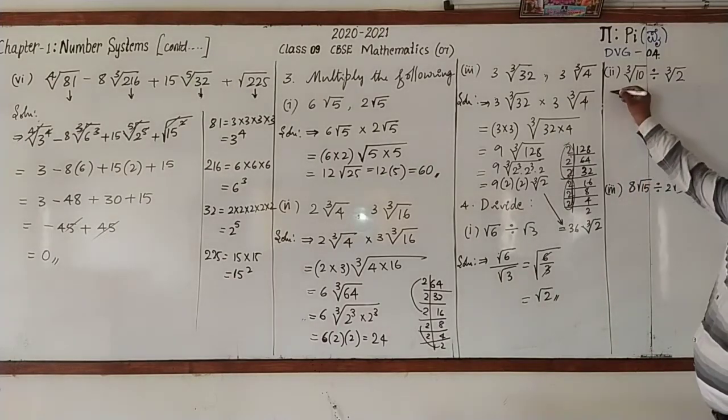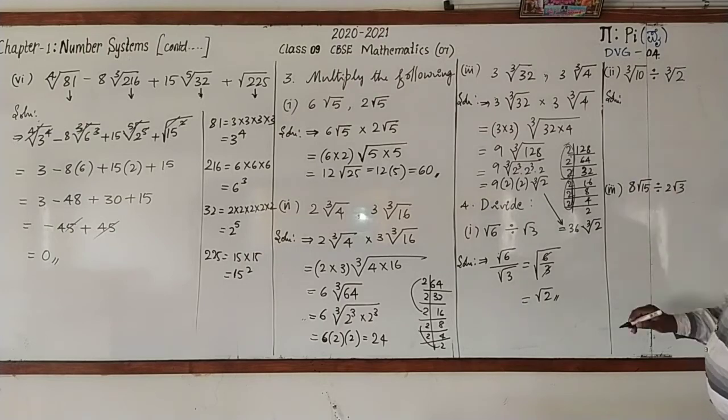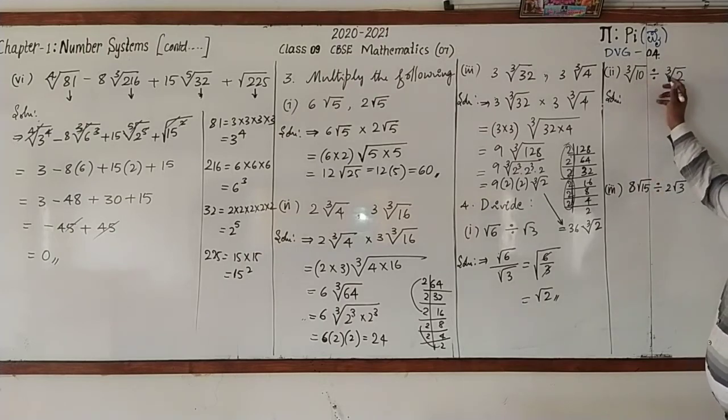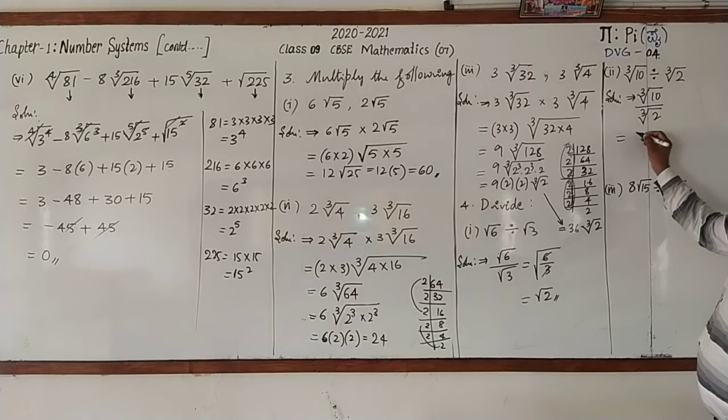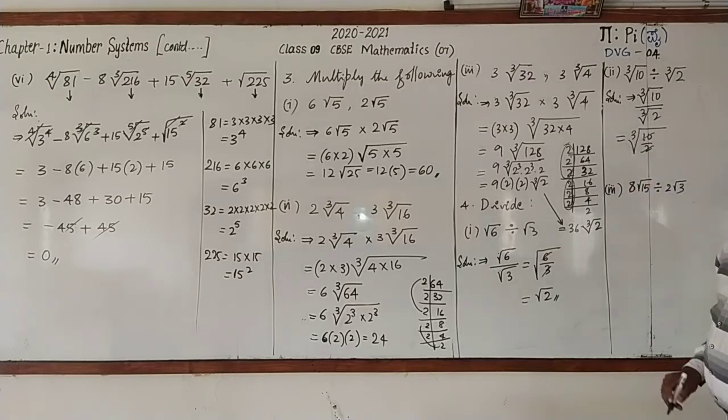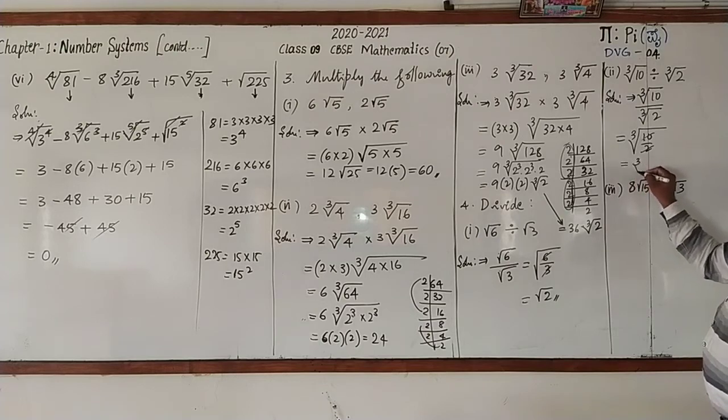Next, here let's go for solution. Here again orders are same. Let us go for dividing. Cube root 10 by cube root 2, which is equal to cube root of 10 by 2. 1s are, 5s are. So it is cube root 5.